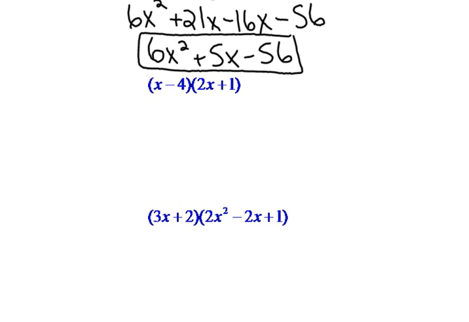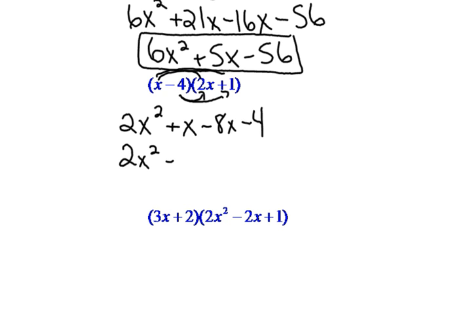Couple more to go. We want to do the same thing here. We're going to distribute our x times 2x. It's 2x squared. X times 1 is x. Negative 4 times 2x is negative 8x. And negative 4 times 1 is negative 4. When you see subtraction, be really careful that you keep that with it while it's being multiplied. I'm going to go ahead and combine like terms. 2x squared minus 7x minus 4.